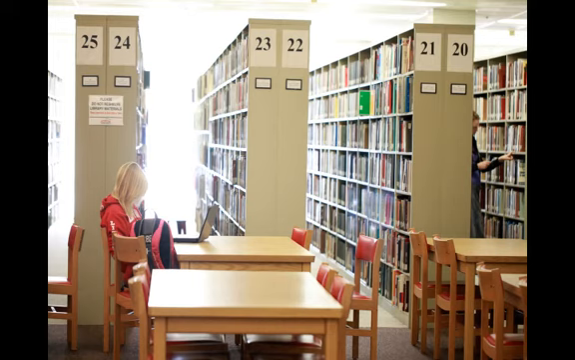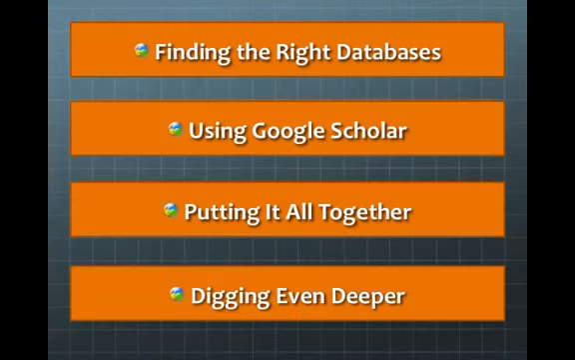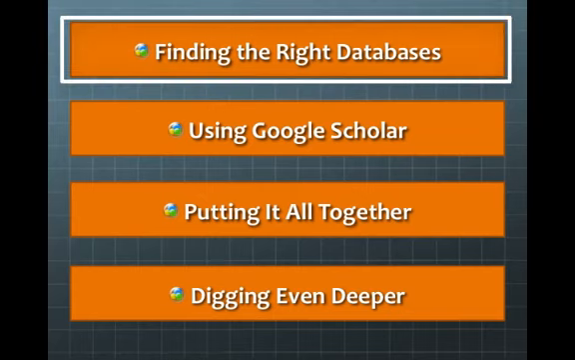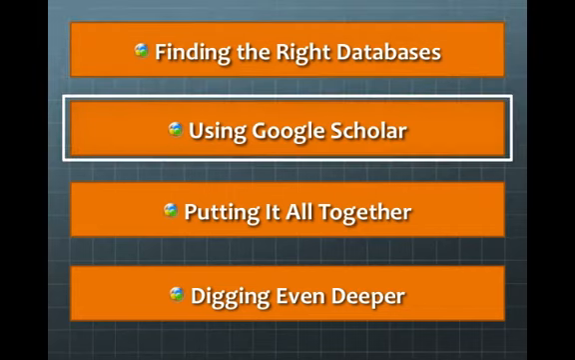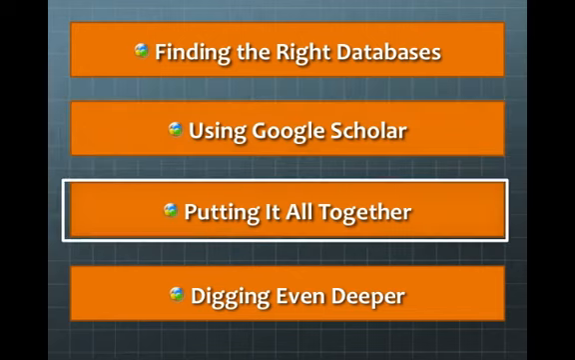This is a screencast that helps us find those electronic resources and how to really dig for the ones that are sometimes difficult to locate. Our screencast is divided into 4 parts. First, we're going to look at finding the right databases. This is going to be particularly for our students in the School of Education. From there, we'll talk about using Google Scholar, and then a section on putting it all together.